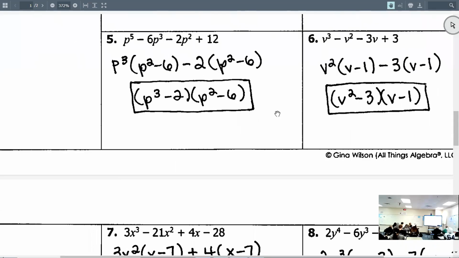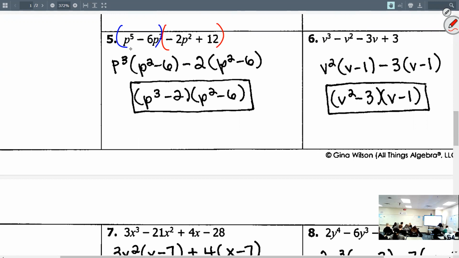All right, you can start by grouping the first 2 terms and the last 2 terms. That usually works. If you do that, you find the GCF of each group. And remember to keep the sign that's directly in front of each term.